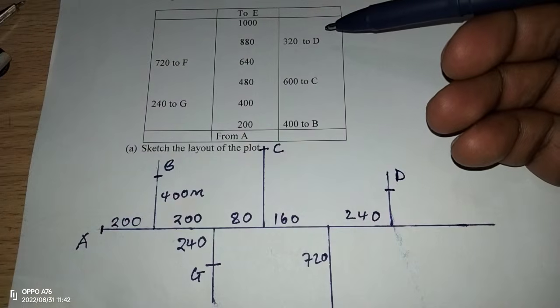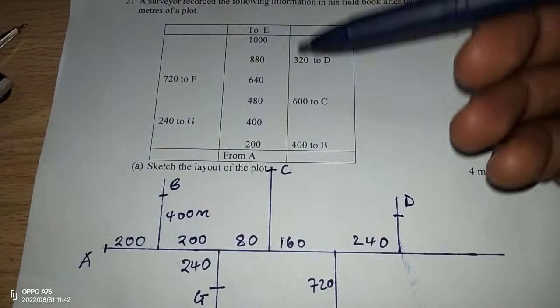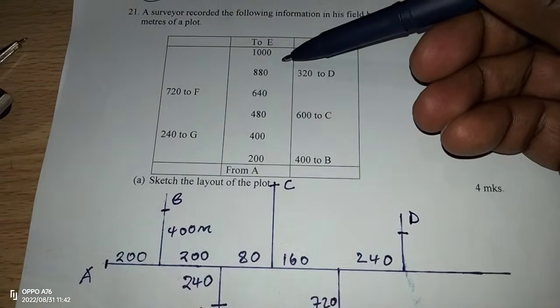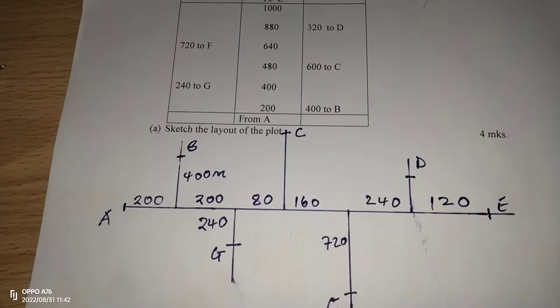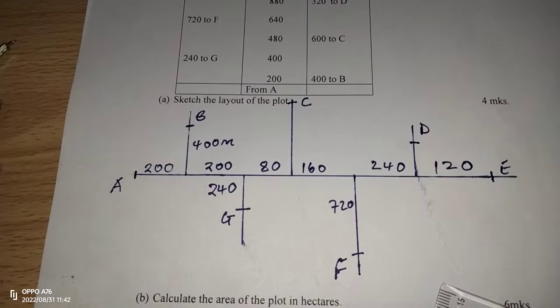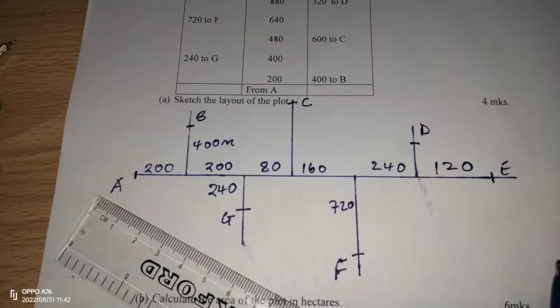Then from D, we finally go to 1000 where we reach E, which means we are adding 120 to 880. We are adding finally 120 so that we may reach the end of our baseline. So now these are the offsets from the baseline, and we can connect them to get the sketch of the diagram.